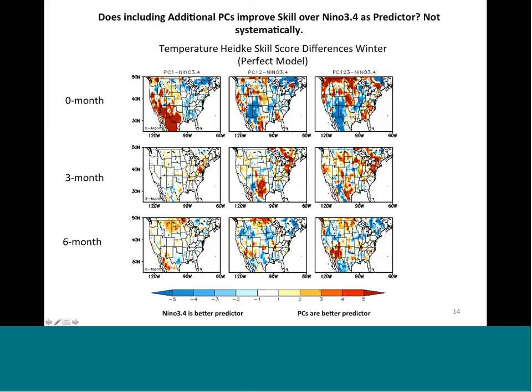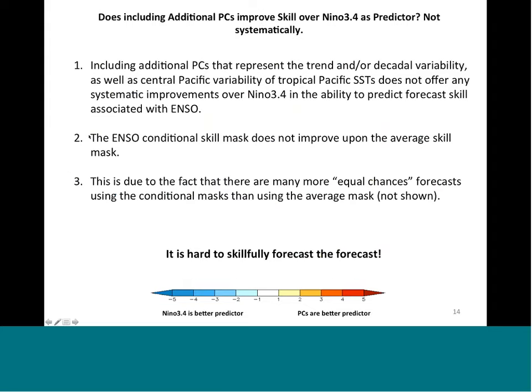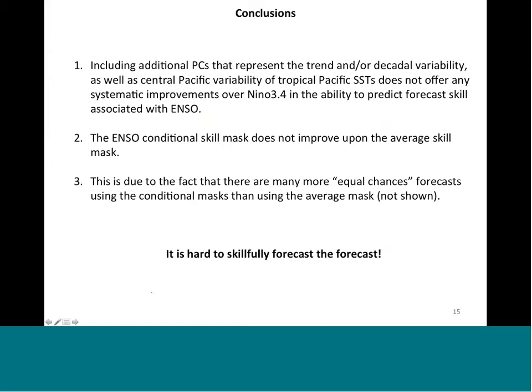These are very noisy differences, and the answer really is that these additional PCs, such as including the trend or decadal variability or Central Pacific ENSO, do not in any systematic way improve. So the conclusions are that including the additional PCs to represent the trend or decadal variability, as well as Central Pacific variability, doesn't offer any systematic improvement over Niño 3.4. And really the key conclusion is the ENSO conditional skill mask does not improve on the average mask.